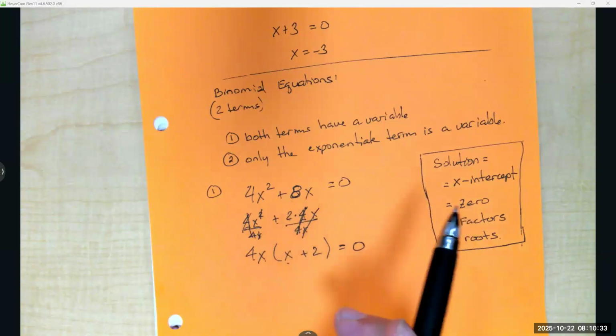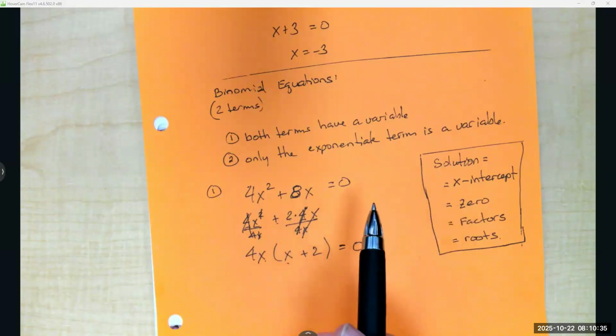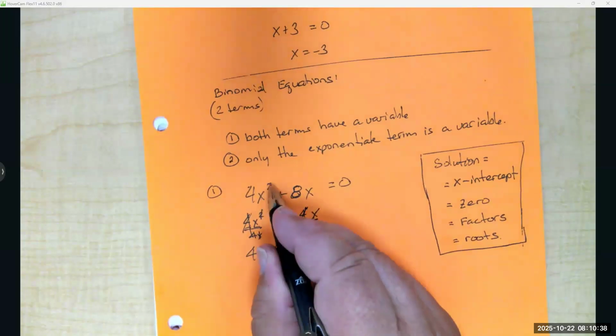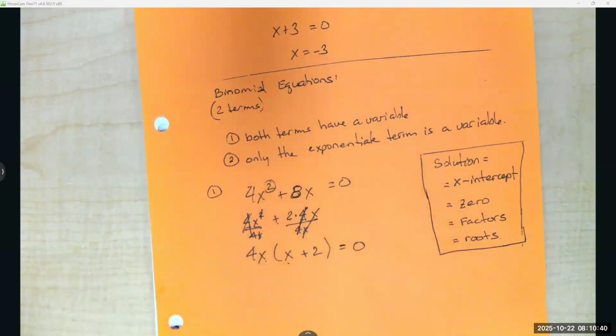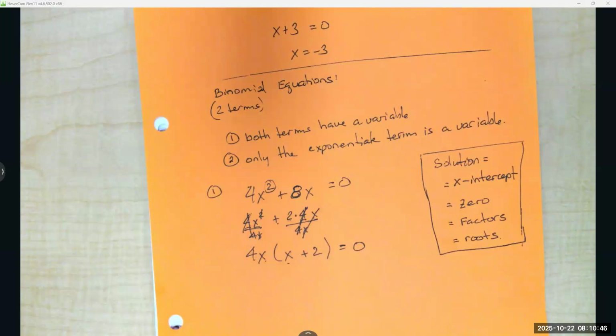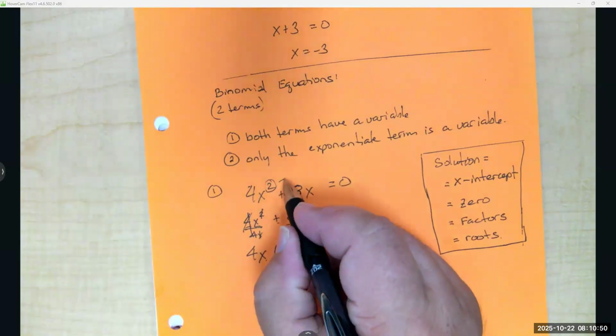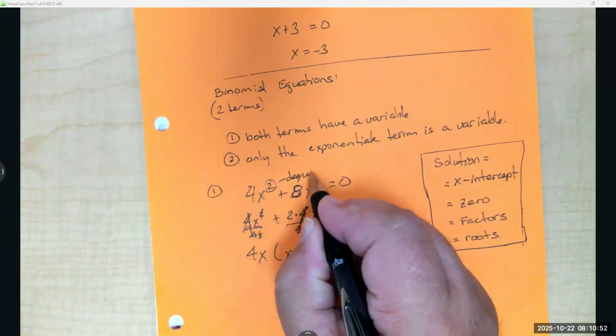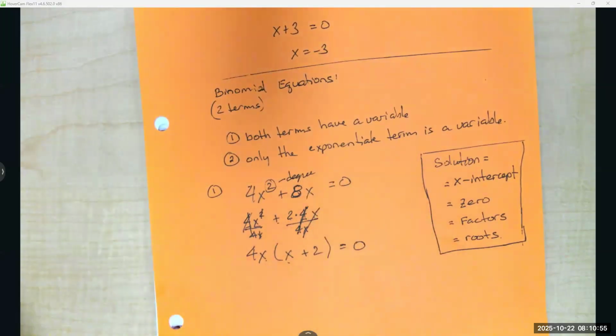Well, yeah, but that's not the type. It's got a square. Always look at the exponent. The exponent tells you what kind of equation it is. So if it has a 2 as an exponent, what kind is it? Quadratic. Remember, this is the degree, and look at your notes. The degree tells you how many solutions you're supposed to get.